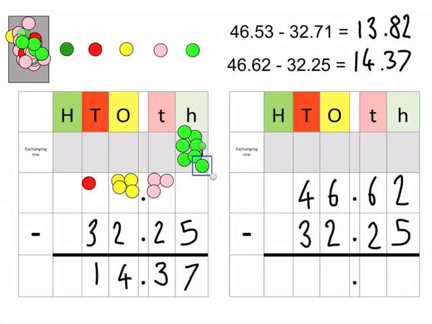14.37. So 2 take away 5 can't be done. That becomes a 5. That becomes 12. 12 take away 5 is 7. 5 take away 2 is 3. 6 take away 2 is 4. 4 take away 3 is 1. 14.37.